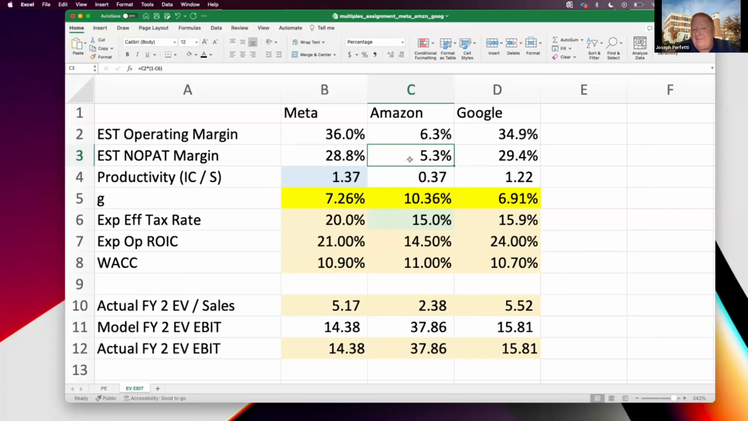So what's 5 minus 1? 4. And what's 29 minus 3? 25. So who's going to be worth more every time they sell $1 of sales, Meta or Amazon? Who's going to have more free cash flow when the sales are sold? Meta. That's why they're at 5 and Amazon's at 2.